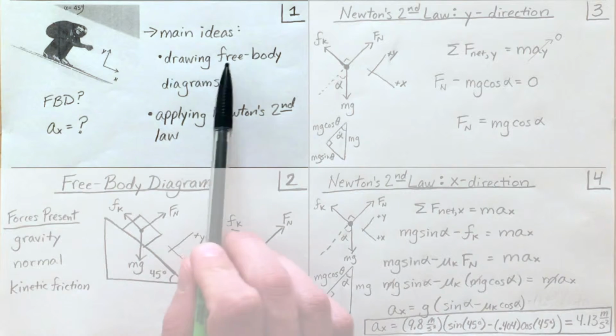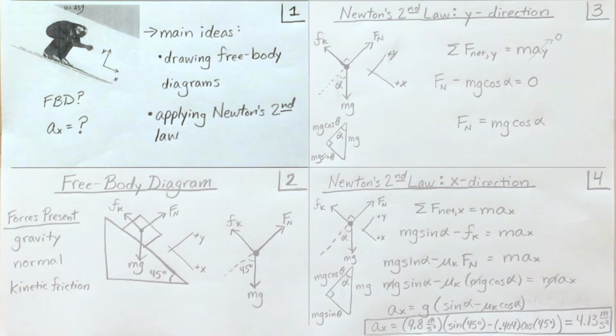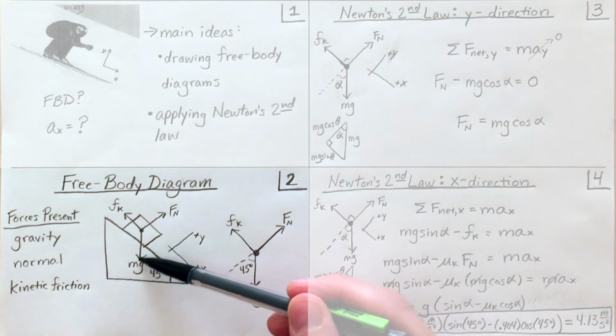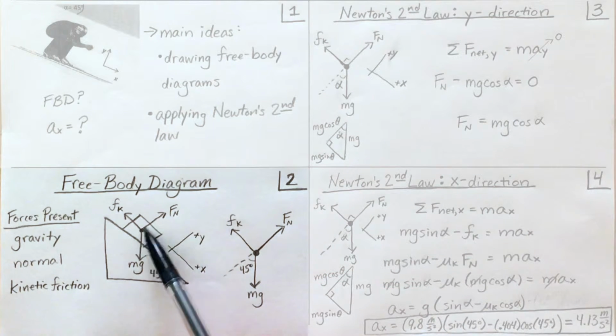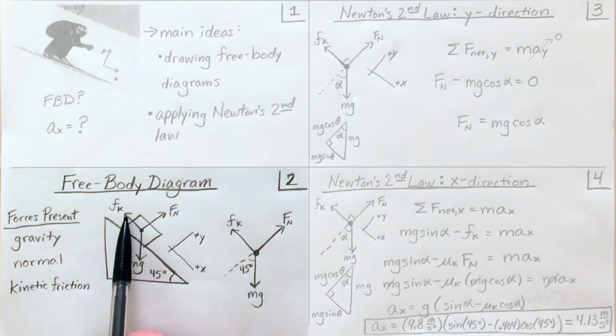To solve this problem, we will need to draw a free body diagram and we'll have to use Newton's second law. The forces acting on the skier are gravity, normal force, and kinetic friction. Gravity acts straight down. The normal force is perpendicular to the surface, in this case perpendicular to the slope, and the friction force acts in the direction opposite to the direction of motion. So since the skier is going down the slope, friction acts up the slope.